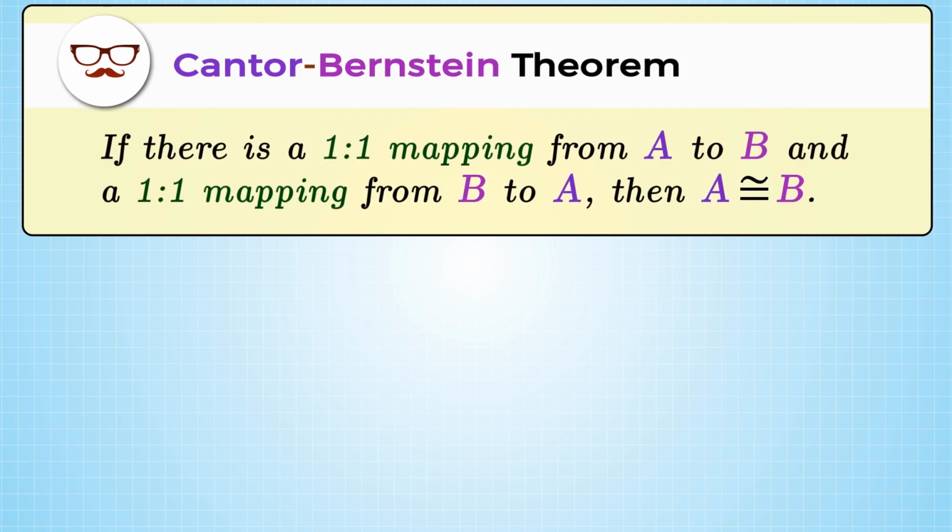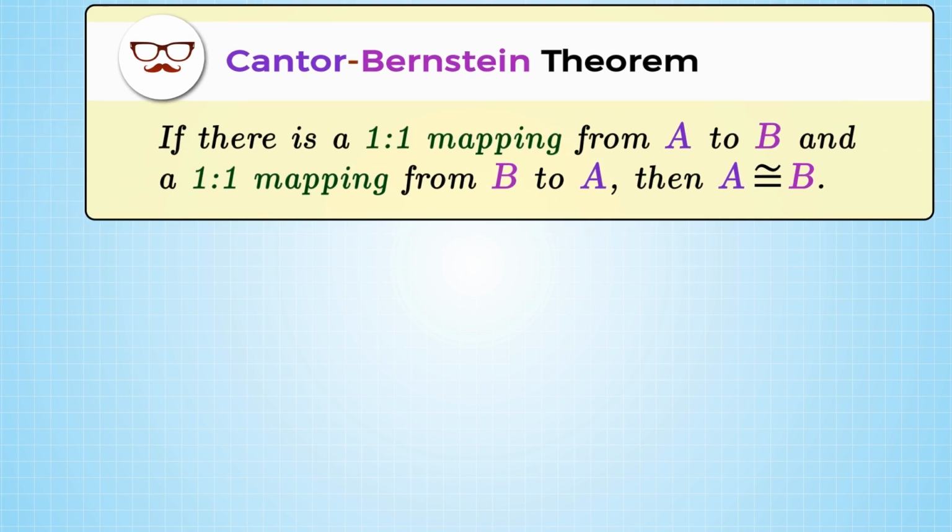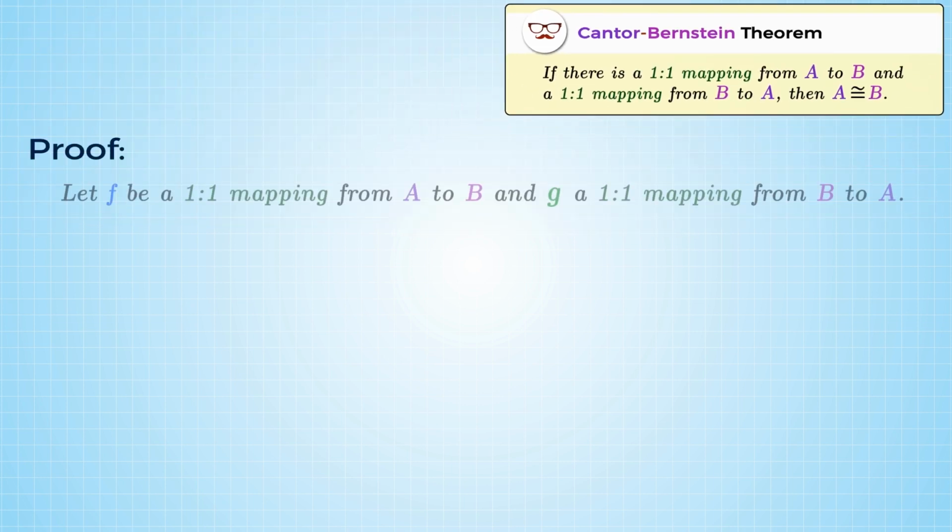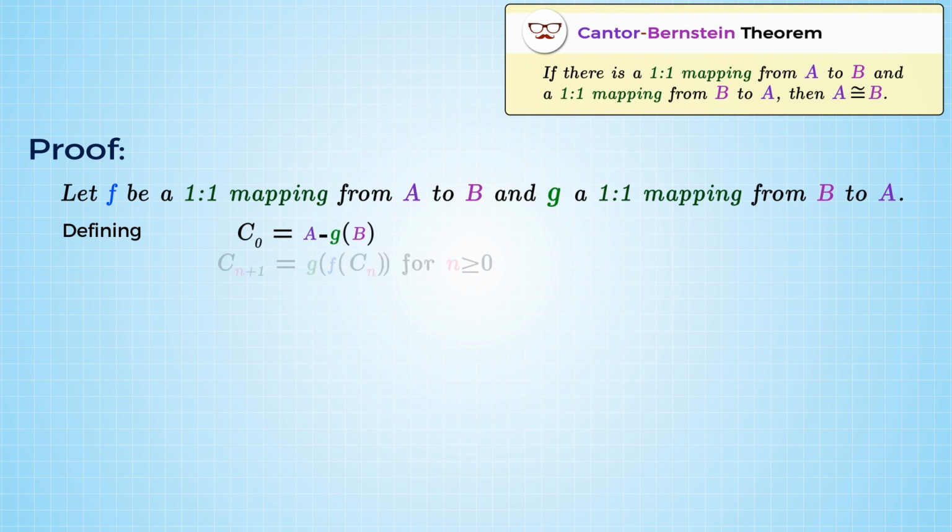Cantor-Bernstein Theorem. If there is a 1-to-1 mapping from A to B, and a 1-to-1 mapping from B to A, then A is equinumerous to B. Let f be a 1-to-1 mapping from A to B, and g a 1-to-1 mapping from B to A, and define C0 equals A minus g(B), and Cn+1 equals g(f(Cn)) for n greater than or equal to 0.